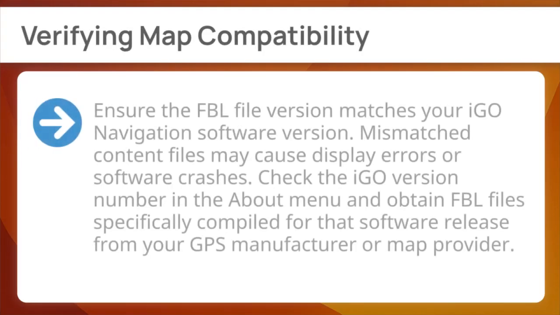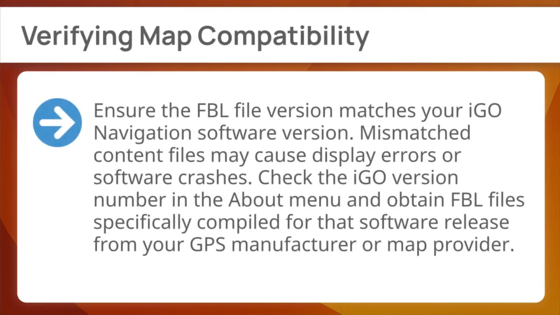Next, verifying map compatibility. Ensure the FBL file version matches your iGO navigation software version. Mismatched content files may cause display errors or software crashes. Check the iGO version number in the About menu and obtain FBL files specifically compiled for that software release from your GPS manufacturer or map provider.